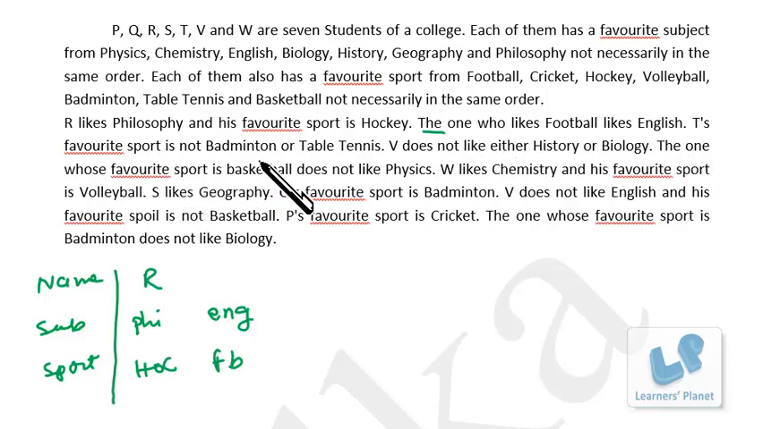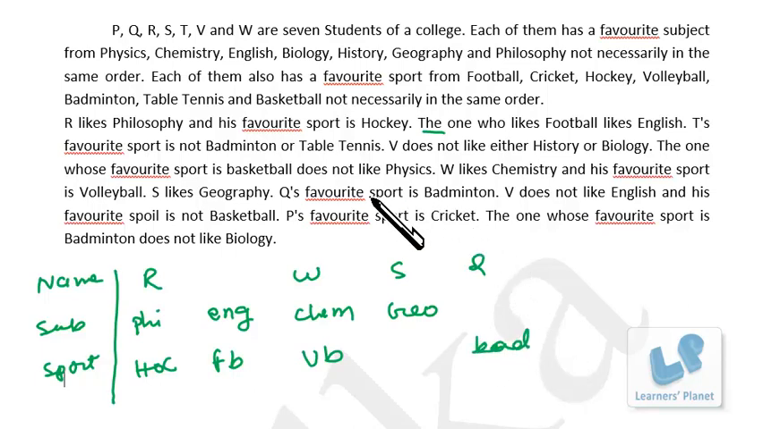T's favorite sport is not badminton or tennis. V does not like history or biology. The one who likes basketball does not like physics. W likes chemistry, and his favorite sport is volleyball. Fine. S likes geography. Q's favorite sport is badminton. V does not like English and his favorite sport is not basketball. P's favorite sport is cricket. So we have P and cricket combination.